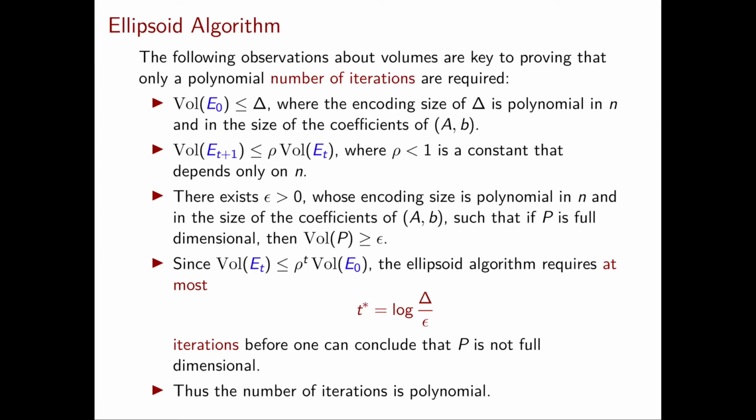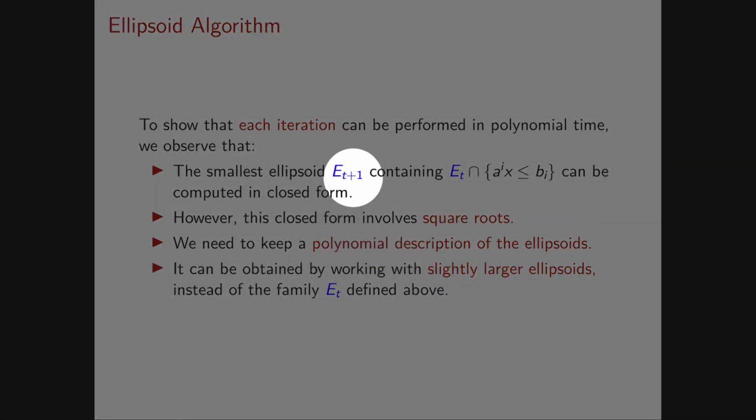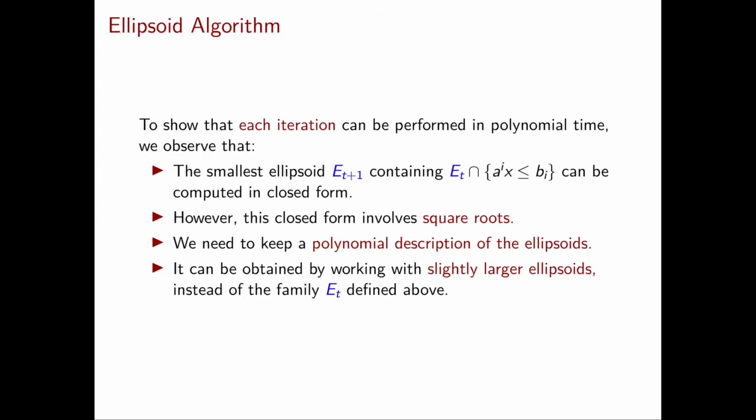because we've understood that we only need polynomially many iterations, but we still have to check that every iteration can be done in polynomial time. And in order to do that, we again have to make a few observations. So the first question is, how do you construct in a general iteration the ellipsoid E_{t+1} starting from E_t and the inequality obtained?